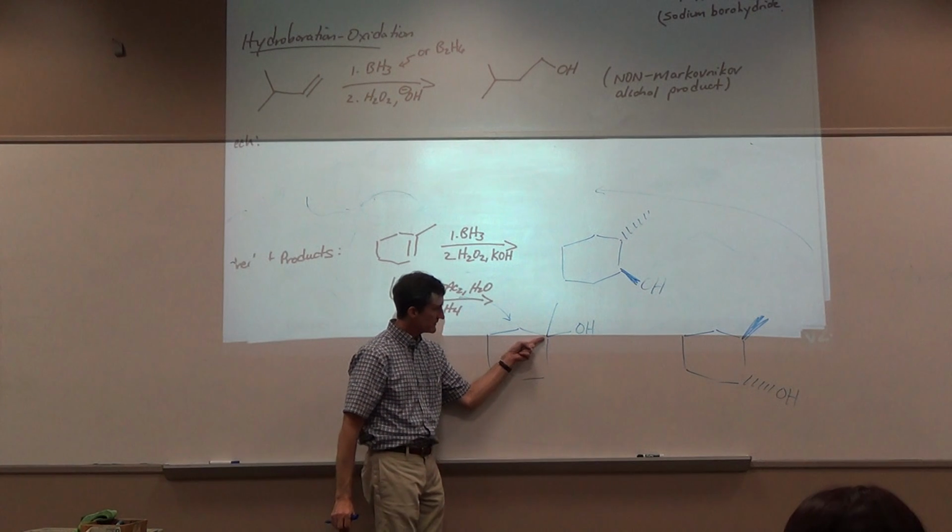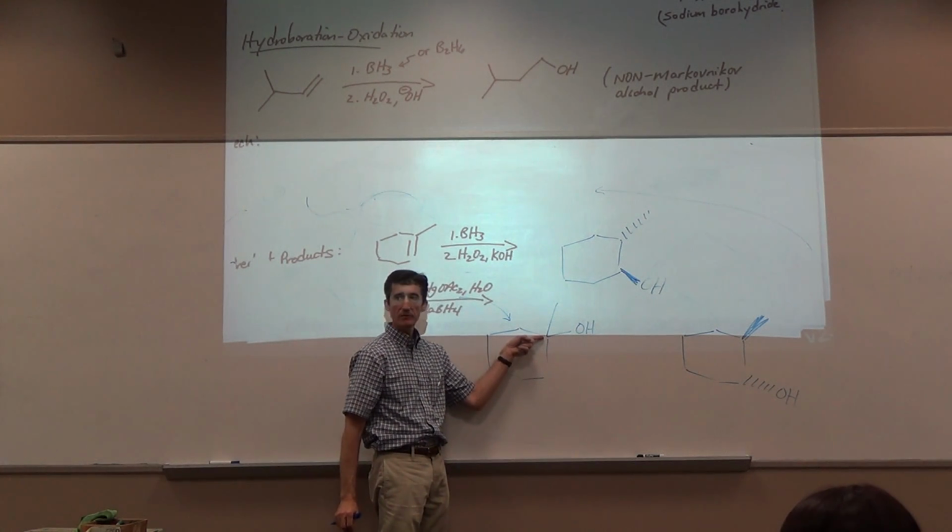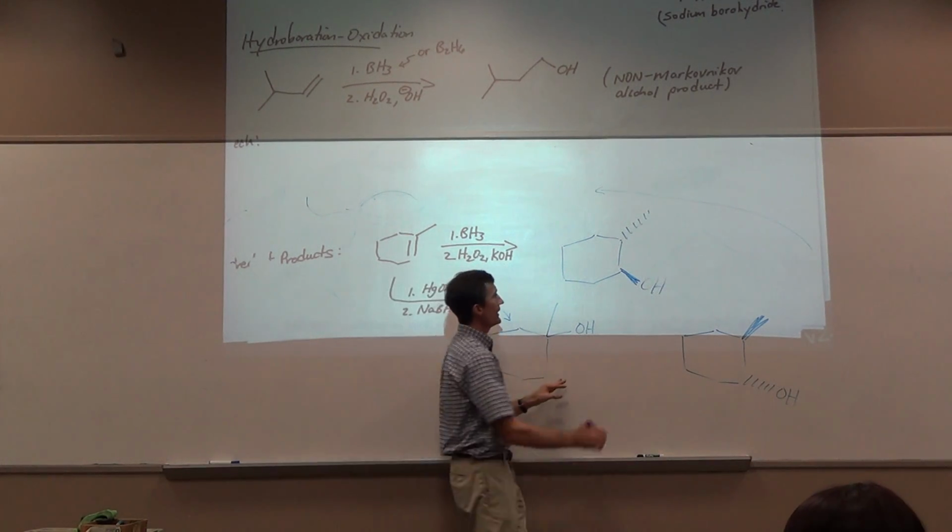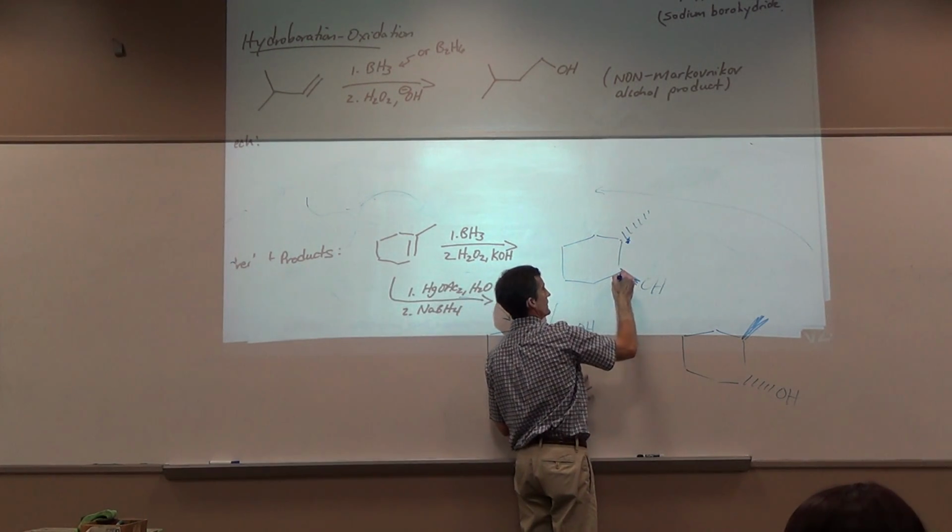Because that's not a chiral carbon, there's not four different things there, we don't need to show bold or dashed. There's no chiral carbons here. Here you've got two chiral carbons.